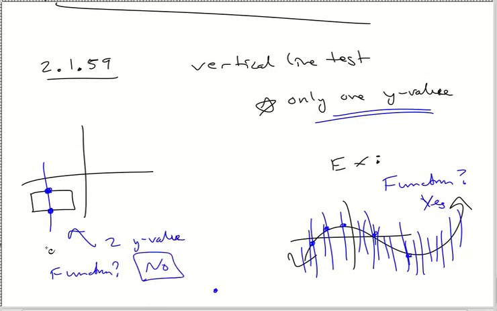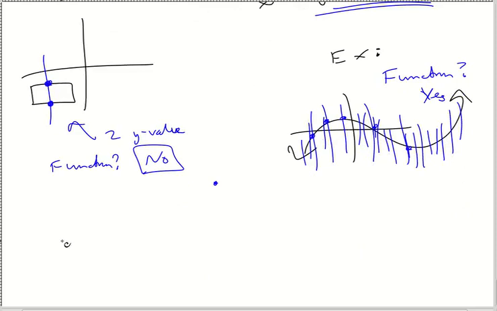So vertical line test, you're running vertical lines, and you're seeing, does it touch only once, or does it touch twice? And if it ever touches twice or more, that would be no good. Let's do a similar problem here.